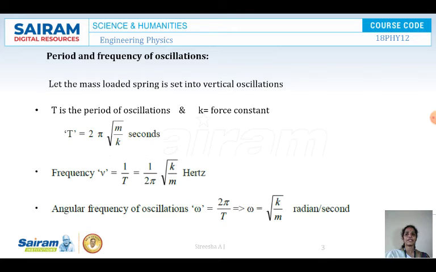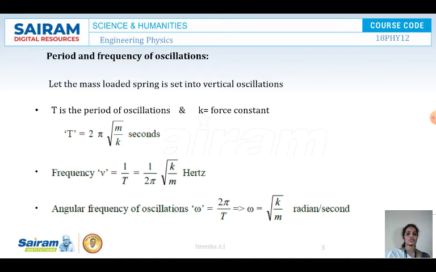Now we see the period and frequency of oscillations. Let the mass loaded spring be set into vertical oscillations. T is the period of oscillations and K is the force constant. So T is equal to 2 pi into root of M by K, where M is the mass and K is the force constant or the stiffness factor. And frequency nu is equal to 1 by T, that is nothing but 1 by 2 pi into root of K by M. Here we know that frequency and time period are inversely proportional.